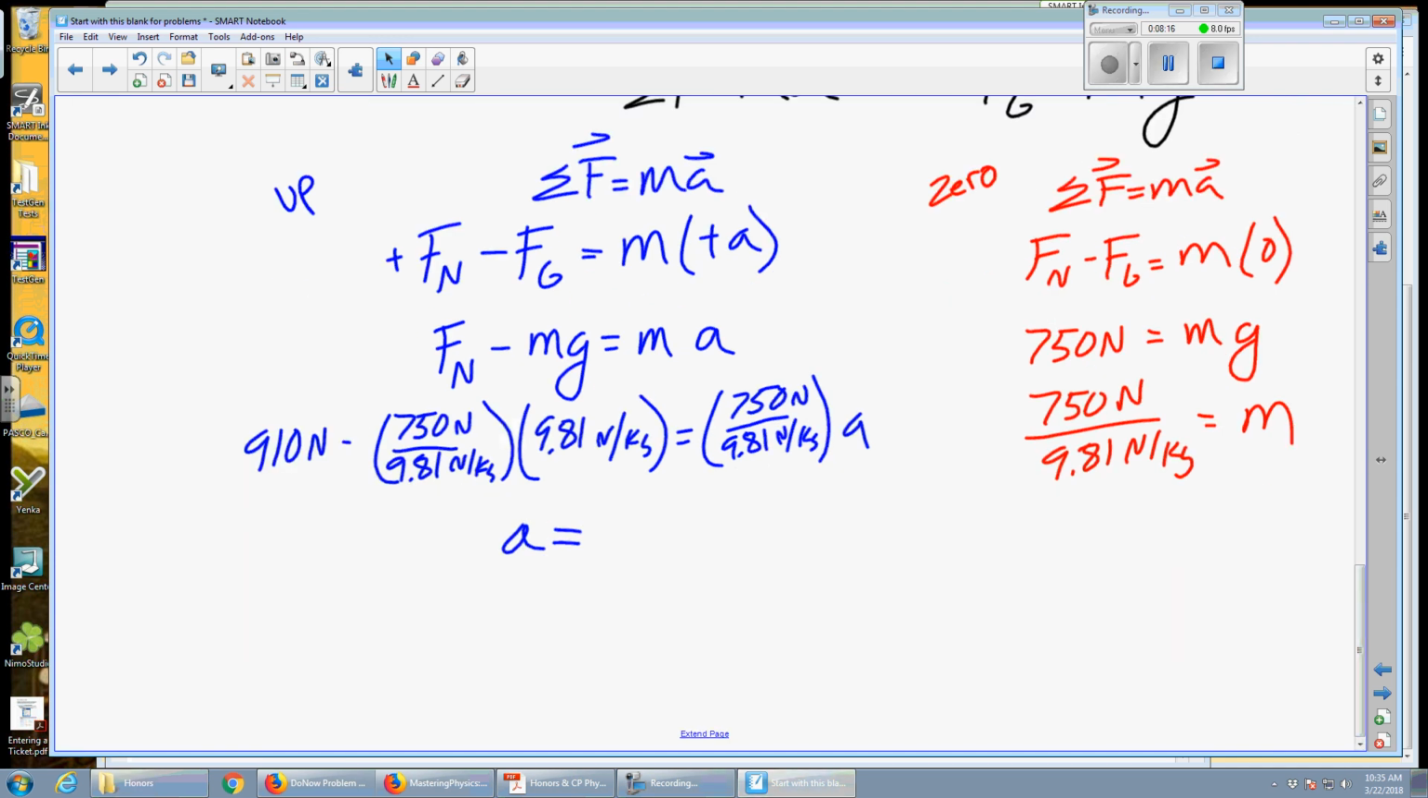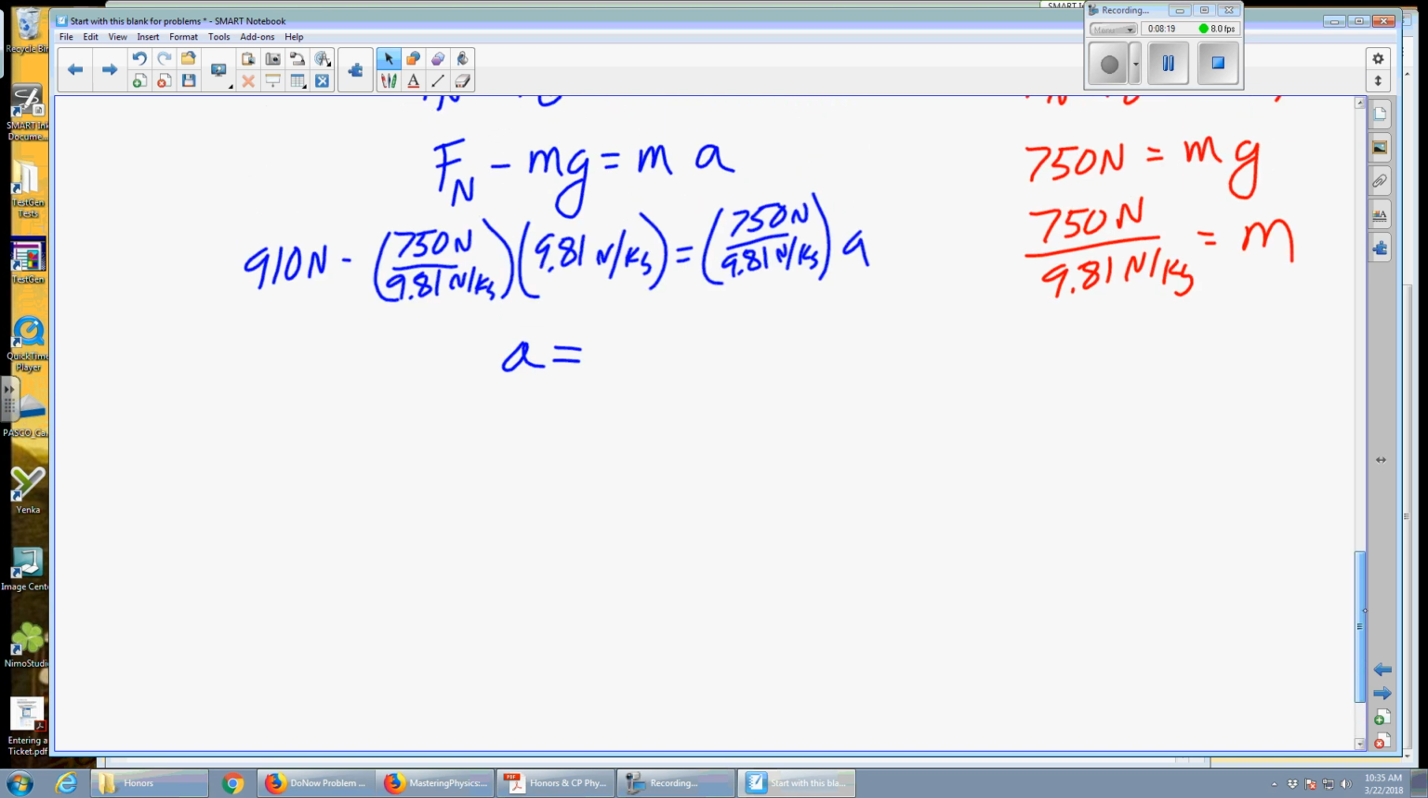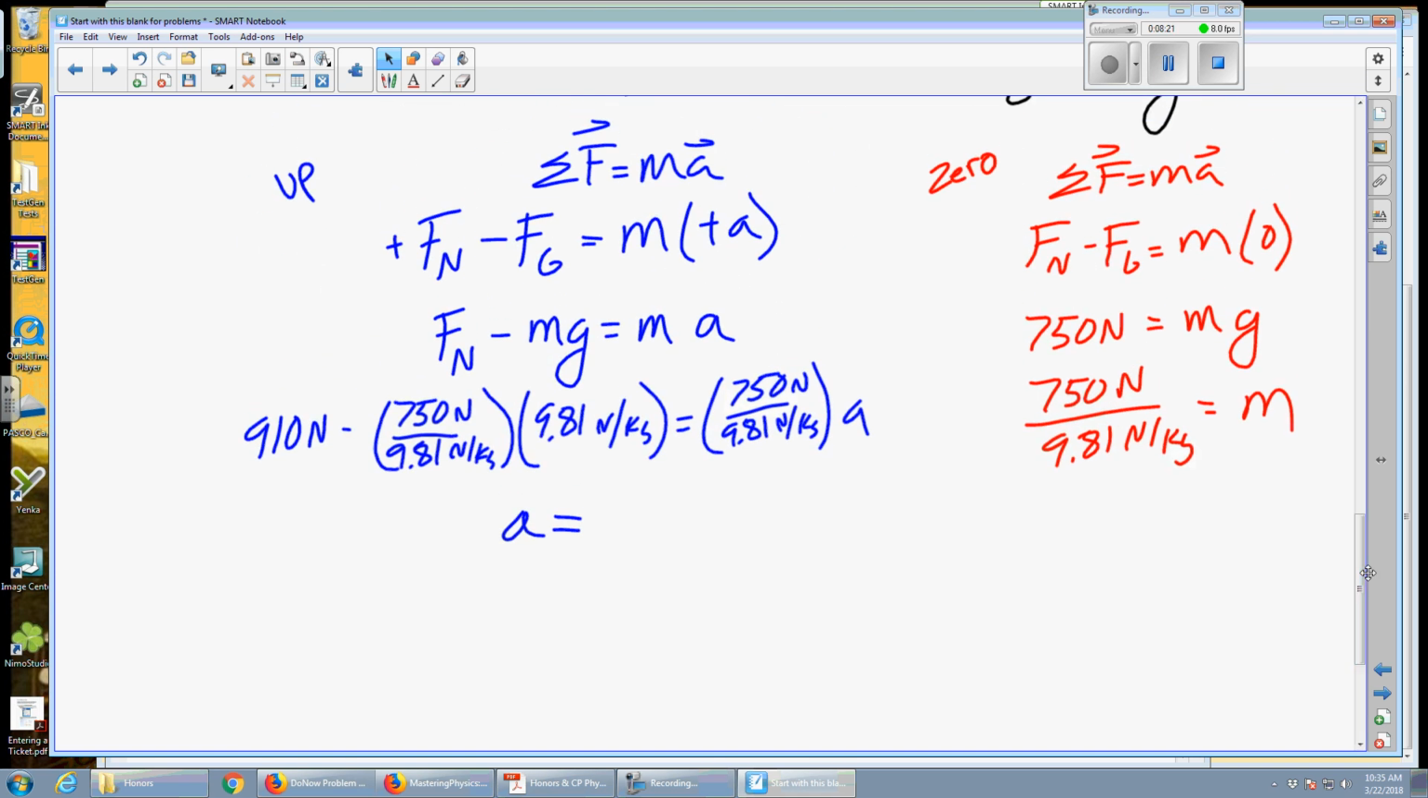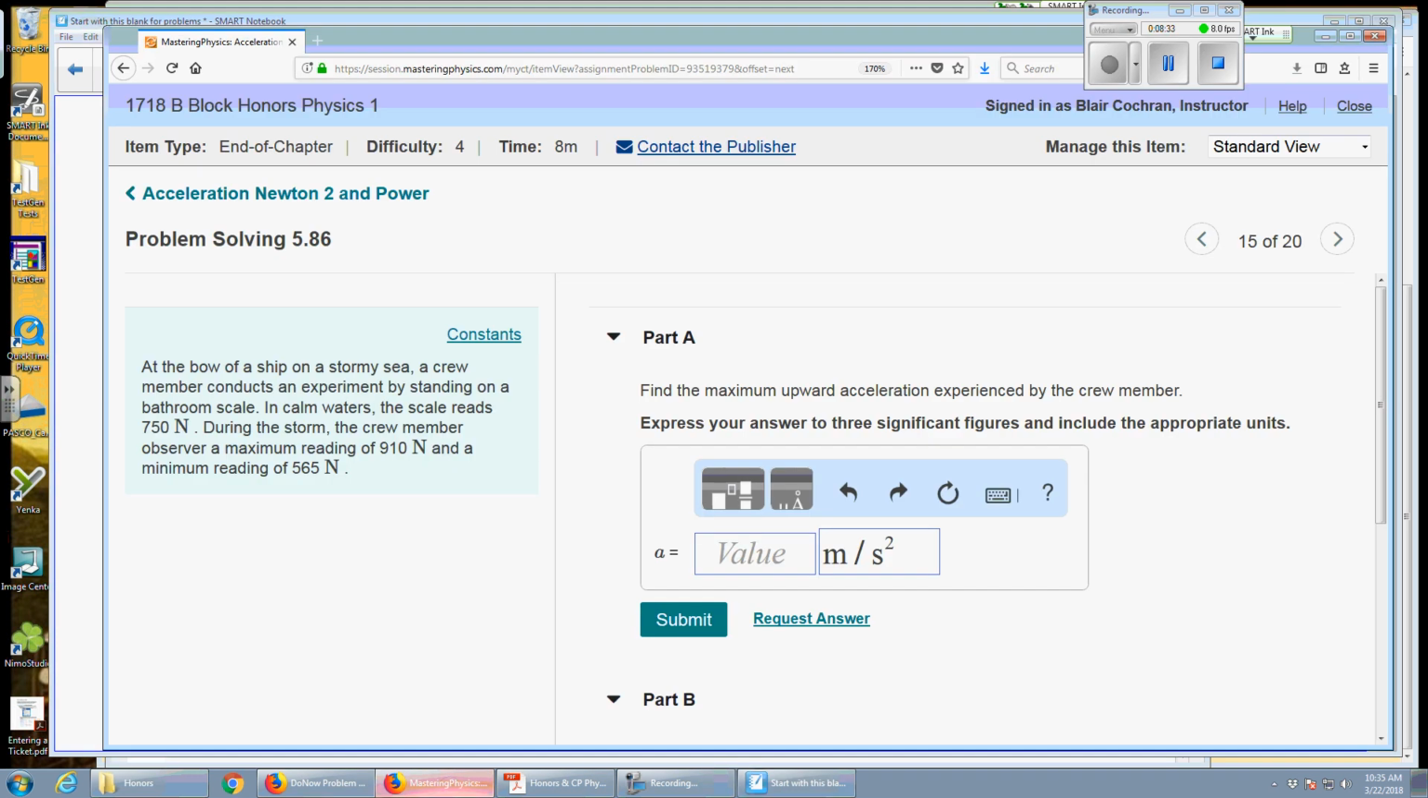I have a quick question. Sure. Could you just go up for just a second? On the right-hand equation, the red one, you did normal force minus... how'd you get 750? I read in my problem where it told me in calm waters, when there's no acceleration, the scale reads 750. So that is just the net force.